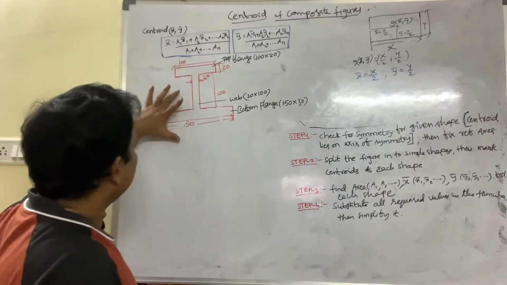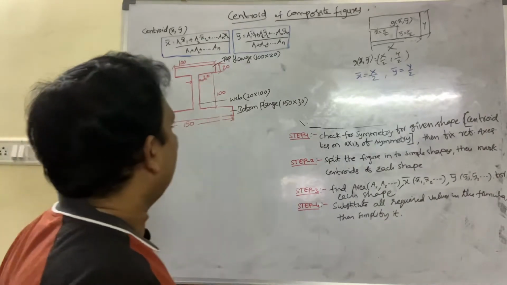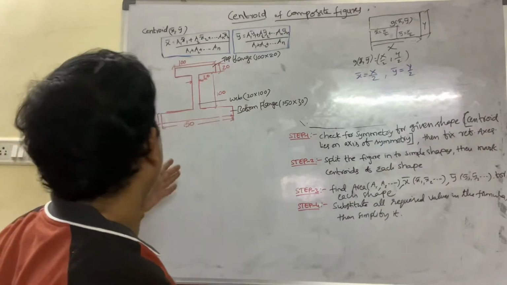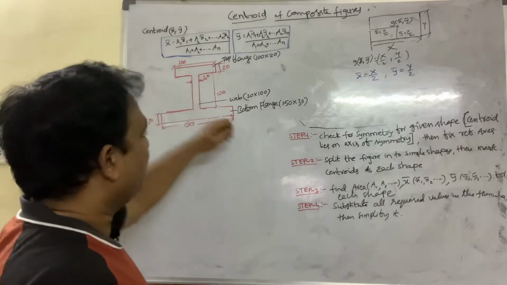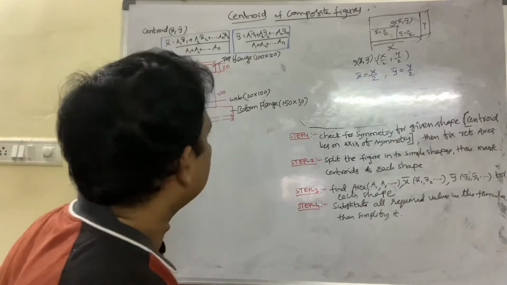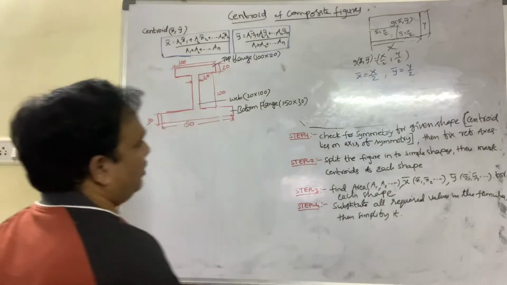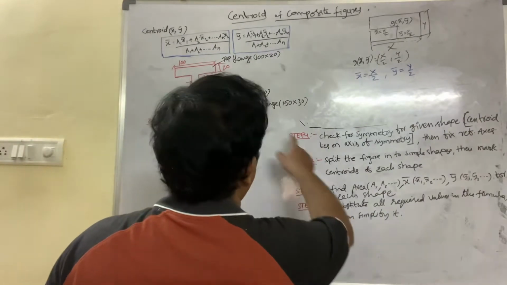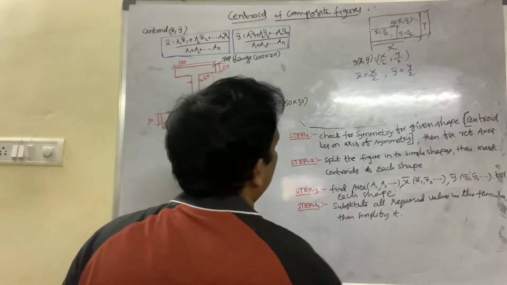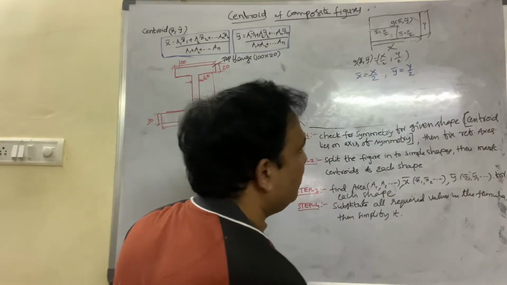Then this is the given figure, an I section with unequal flanges. To find the centroid, we have 4 steps. By using these steps, we can find the centroid x bar, y bar of the I section. What is step 1? Check for symmetry for the given shape.